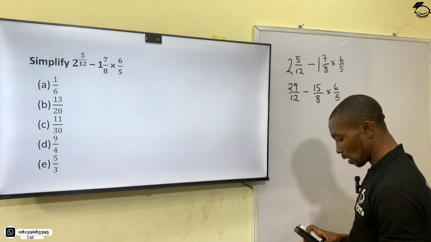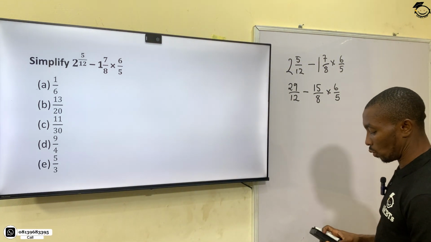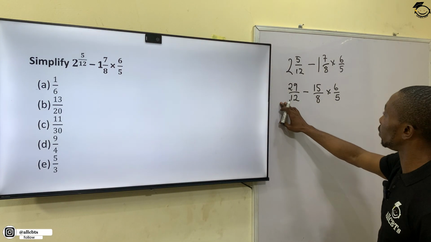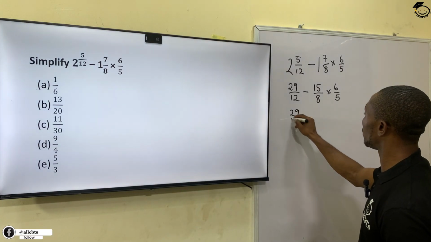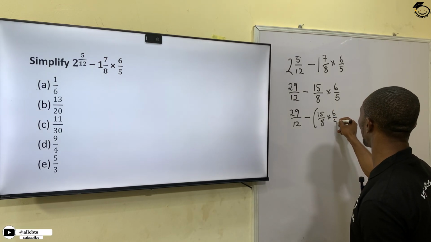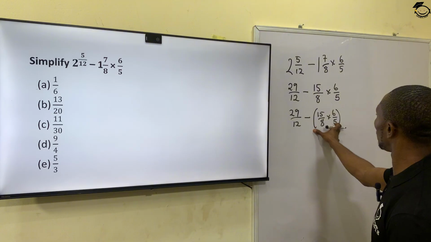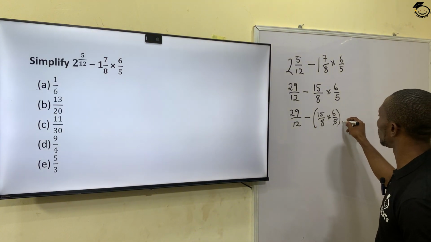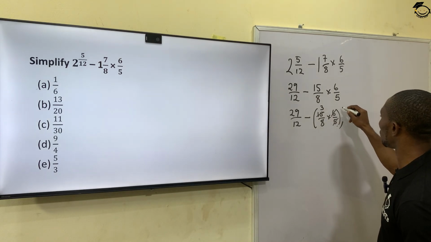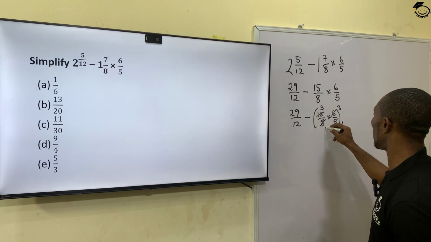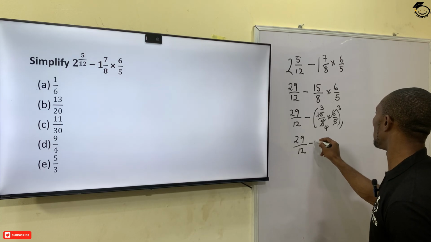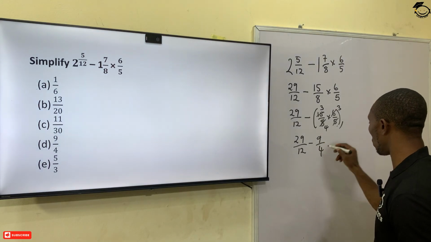Now, applying our BODMAS rule, where we would have to work on multiplication before division, we have 29 over 12 minus 15 over 8 times 6 over 5. Now working on this, 5 into 5, 1, 5 into 15, 3. 2 into 6, 3. 2 into 8, 4. So this gives us 29 over 12 minus 9 over 4.